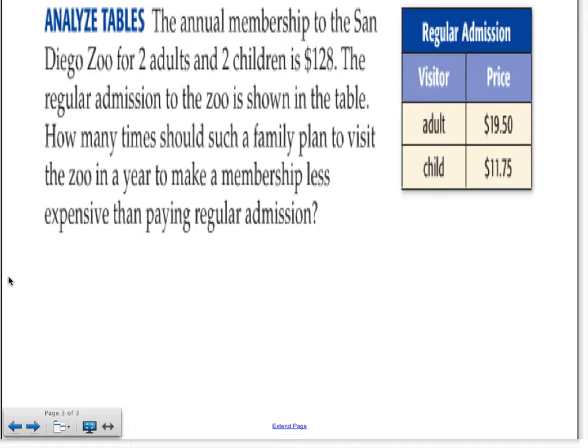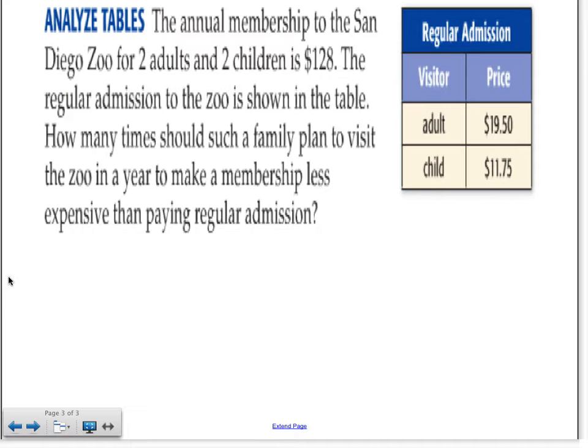So for this particular one right here, let's read it and see what this problem asks you to do. The annual membership to the San Diego Zoo for 2 adults and 2 children is $128. Whoa. Now, we understand what annual memberships mean, right? It's like your season pass kind of deal. So to get 2 adults and 2 children to this zoo, you just have to pay $128 for all 4 people. So pretty cheap deal.